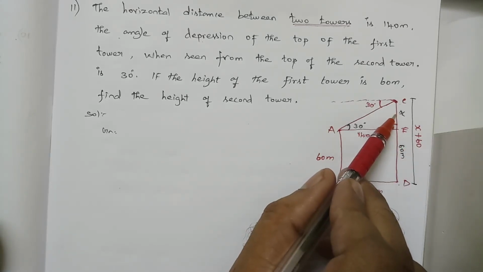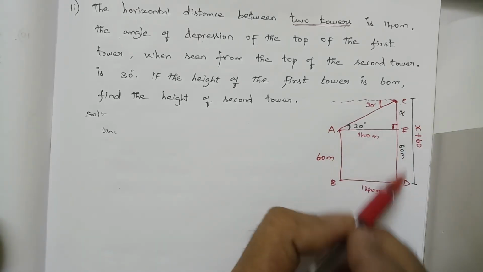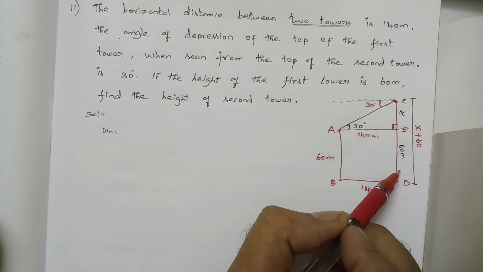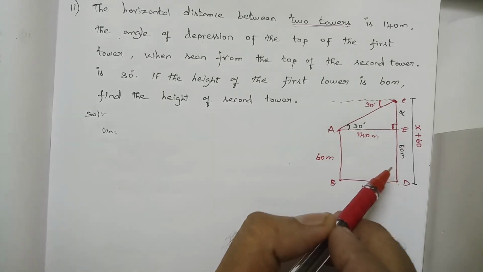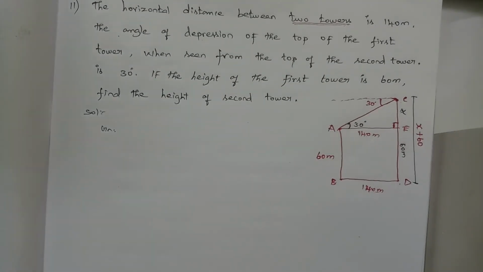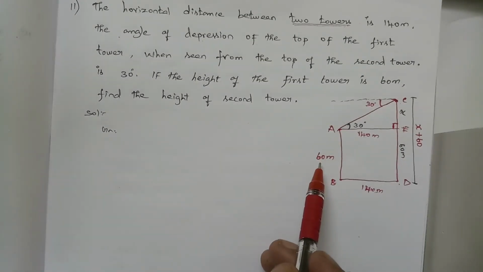If we find the value of X and add that 60, then we'll get the height of the second tower. The height of the second tower is CD. So first we will write all those things. If we had only a single tower and we took it as AB or CD, it would be very easy and there would be no confusion.